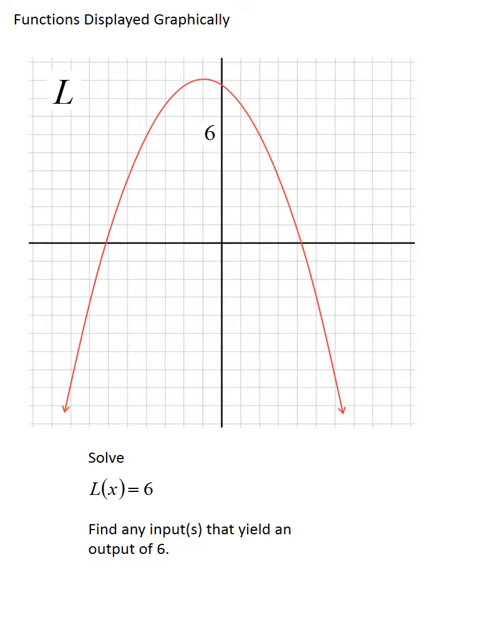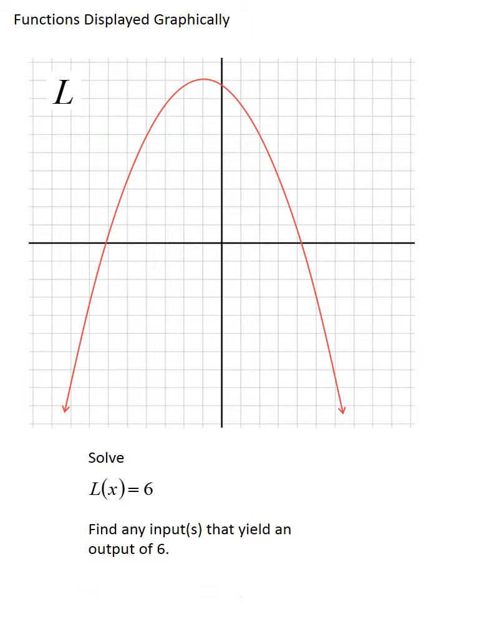What I like to do is go to 6 on the output axis, or the y-axis, and imagine a horizontal line there and see if that intersects the graph anywhere, which it does, and I can look down to the x-axis and get the inputs that would lead to an output of 6. And now I have my two solutions for x.